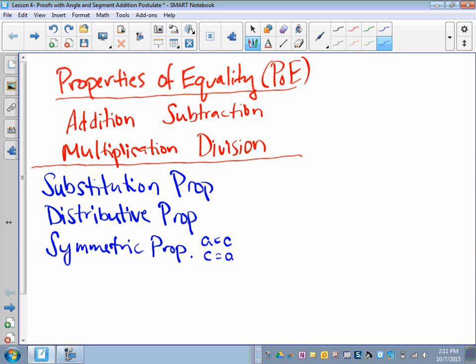Be careful not to get that confused with commutative property, which is another one we might use. Commutative property, A plus B is the same thing as B plus A. Alright, so symmetric property, we flip it across the equals. Commutative property, we are moving terms back and forth. And that's only true for addition and multiplication.